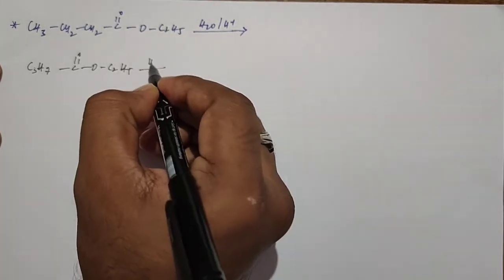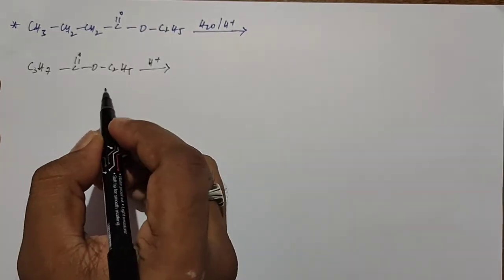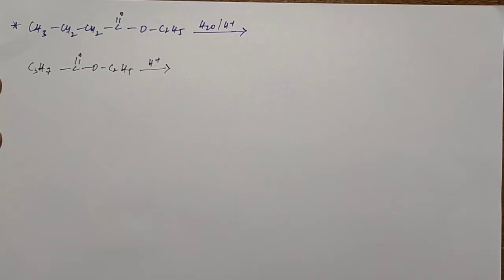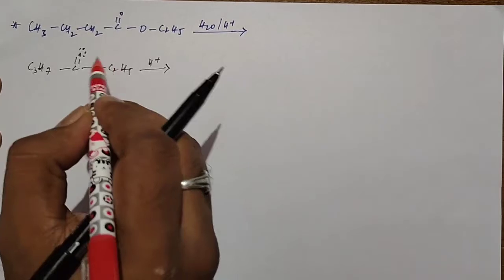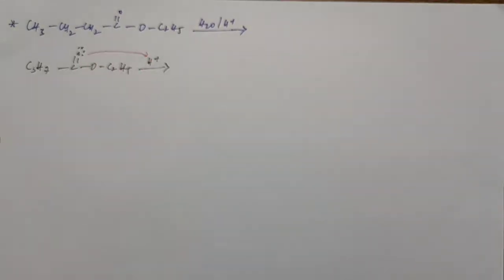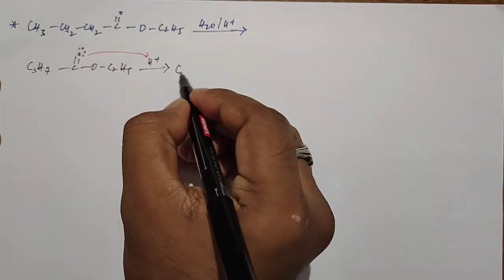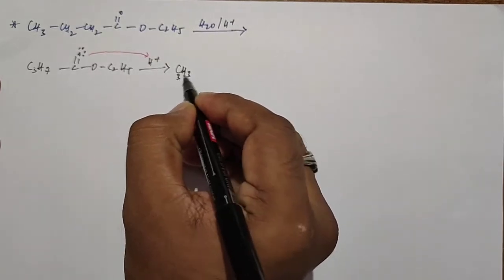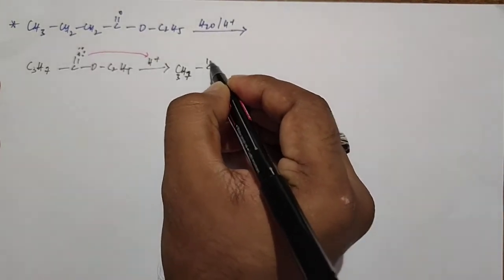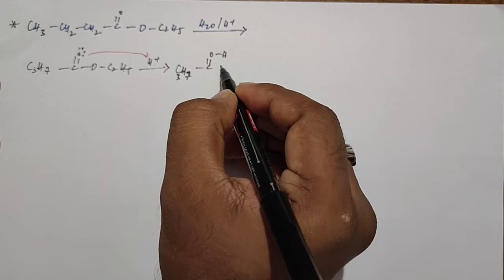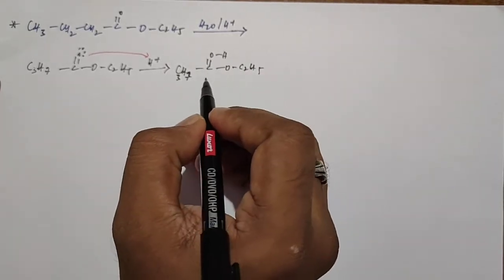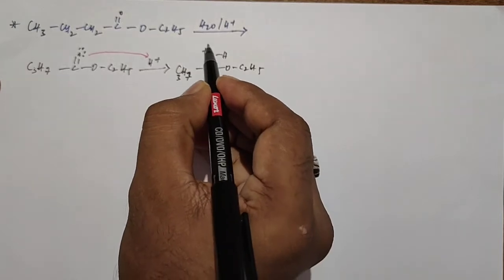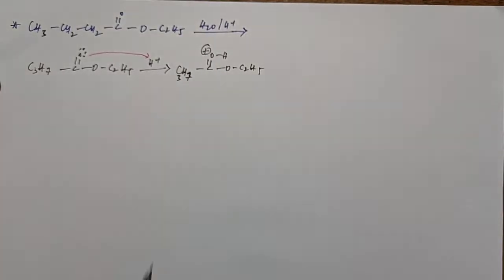So the reaction can be initiated by the H plus ion. Here at this oxygen we have two lone pair electrons. One of the lone pair electrons can be donated toward the H plus ion. Then we get the product like C3H7 C double bond OH O C2H5. Here oxygen lost one electron, that's why it gained the positive charge.